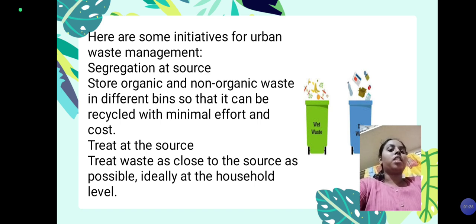Treat at the source. Treat waste as close to the source as possible, ideally at household level. It is very important. You can segregate the waste as wet waste and dry waste so that recycling the waste will be very easy of all.